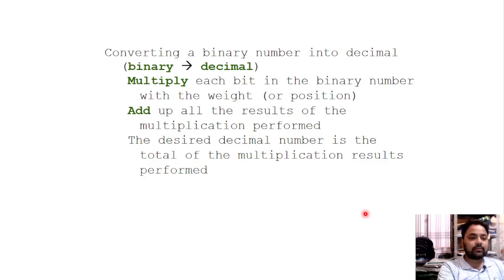Converting a binary number into decimal, binary to decimal: multiply each bit in the binary number with its weight or position, and add up all the results of the multiplication performed. The desired decimal number is the total of the multiplication results.